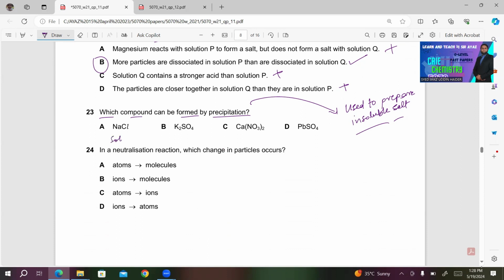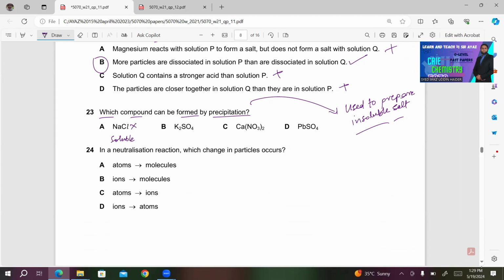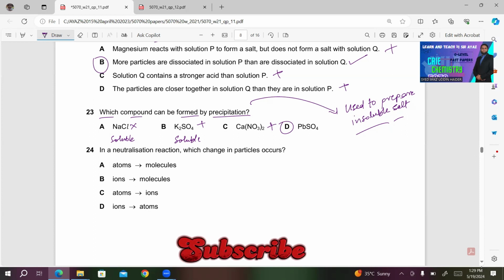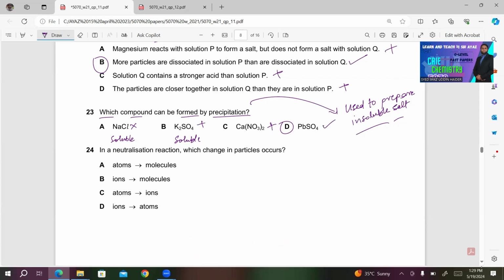NaCl, soluble. So A is incorrect. B, K2SO4. All sulfates are soluble except barium, calcium, lead. So potassium sulfate must be soluble. So this is also incorrect. C, calcium nitrate. All nitrates are soluble. We don't have any other exceptions here. So this is also incorrect. Obviously, choice D must be the right answer in this case. Lead sulfate. So lead sulfate must be the salt that can be prepared by the precipitation method.